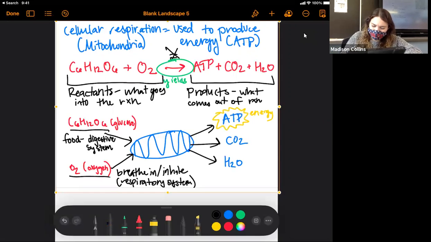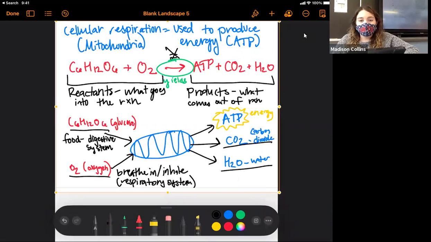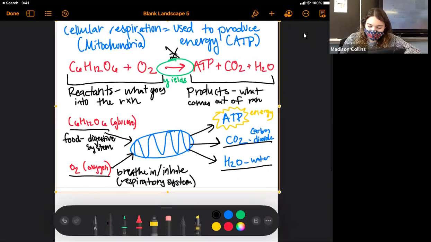But where do these 2 waste products go? CO2 is carbon dioxide, H2O is water. Where do these things go? Well, hopefully you got that we're actually going to get rid of these 2 things by exhaling. So we exhale or breathe them out. Every time you breathe in oxygen, you're also going to breathe out CO2. It's a waste product that our body has to get rid of. So we're going to get rid of that CO2 by exhaling.